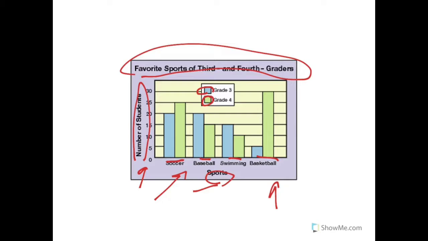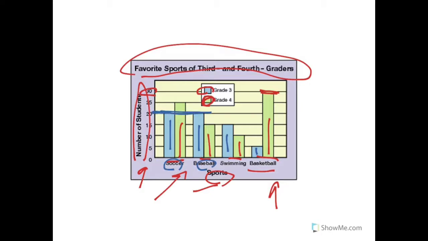So if I asked you, what is the favorite sport of 4th graders, you would be looking only at the green bars. And you would say, oh, it's basketball, because it has 30 students who reply that that was their favorite. If I asked you what was the favorite sport of a 3rd grader, you would have to look at the blue bars. And which one is the highest? Well, you'd say it's a tie between soccer and baseball, because those are both at 20.